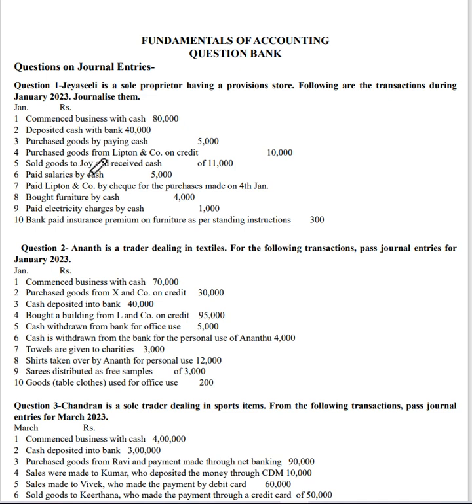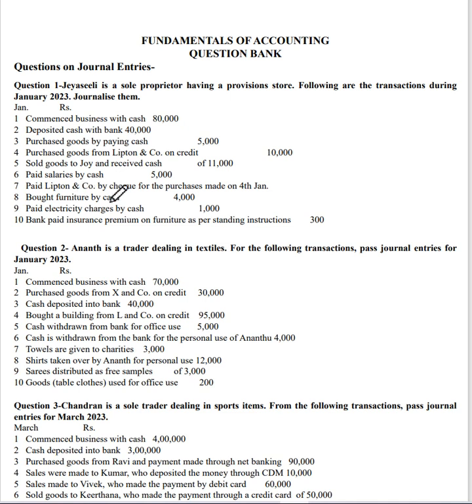Next is sold goods to Joy and received cash rupees 11,000. Here the sale of business goods is done and cash is received. So cash is increasing here. Sales is your revenue item, so revenue is also increasing. Next, paid salaries by cash. Salary is an expense and cash is your asset. Here cash is reducing, your asset is reducing, and the salary account, your expense, is increasing. So you think what to debit and what to credit.